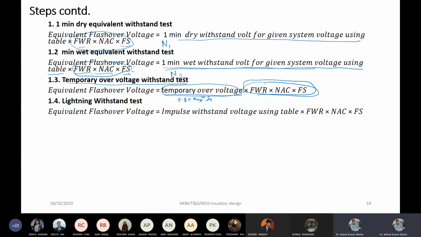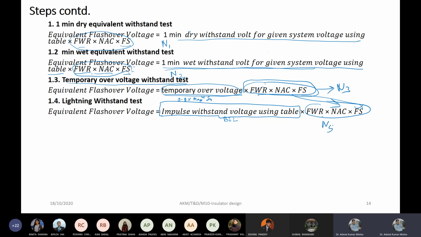Then lightning. I have already explained that for a given system voltage, depending on the utility practice, the basic impulse level voltage is already set. So you have a basic impulse level voltage, and then the same flashover to withstand ratio, non-atmospheric condition, and factor of safety. And then here, say, n3 for this, and n4 for this.